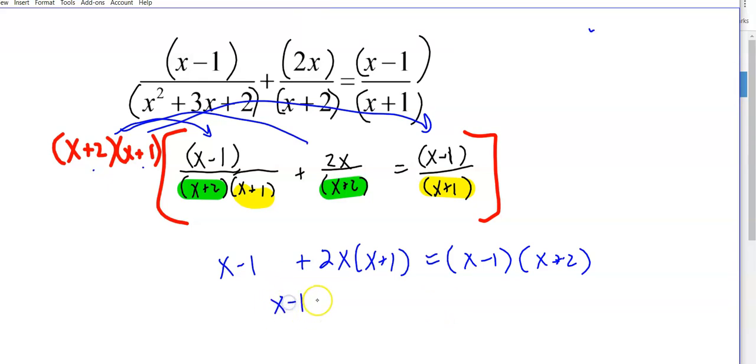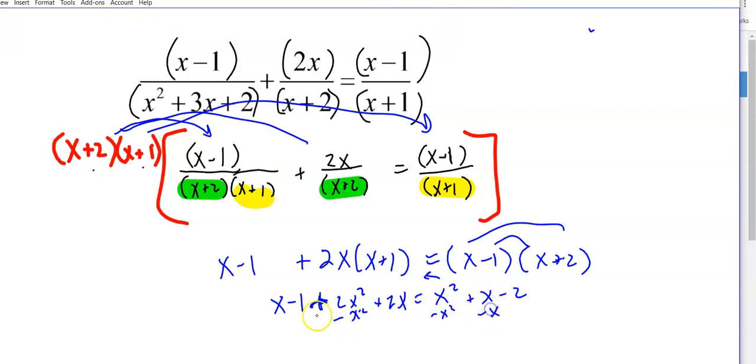So x minus 1 equals 2x squared plus 2x, equals x squared. Inside is minus x plus 2x is plus x minus 2. Let's get everything over to the left-hand side. So I'm going to subtract the x squared, subtract x, and add 2.